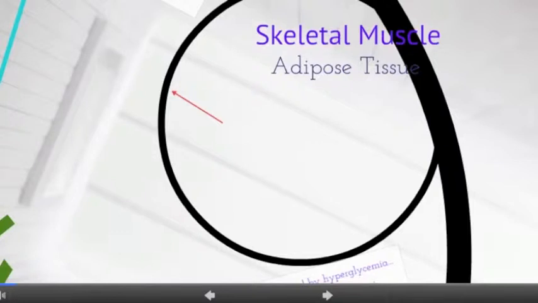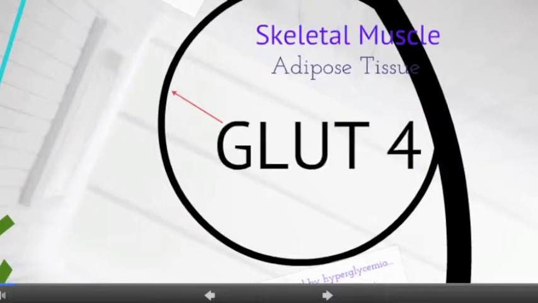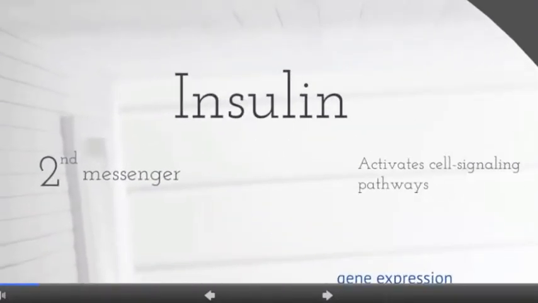Normally, the absorption of carbohydrates stimulates insulin secretion and the translocation of glucose transporter 4 from muscle and adipose tissues' intracellular compartments to the cell's surface, in order to increase cellular uptake of glucose. The hormone insulin acts as a second messenger that activates several cell signaling pathways, from the cell's membrane to the transcriptional component in the nucleus.